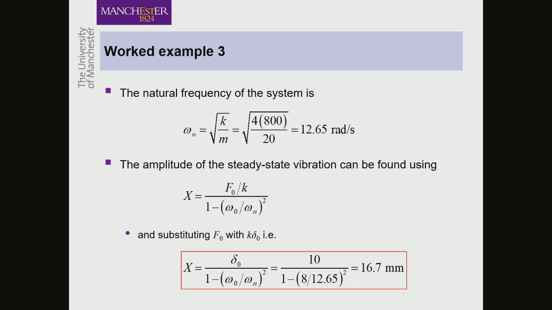The question asks us to find the frequency which would cause resonance. It means that first we have to find out what omega n, the natural frequency, is. Then we find the omega n that would cause resonance, because we know that omega 0 must be the same as omega n to cause resonance. So it is a good starting point. K over M, but since we have four springs here, we take this into account and we find that our omega n is 12.65 radians per second.